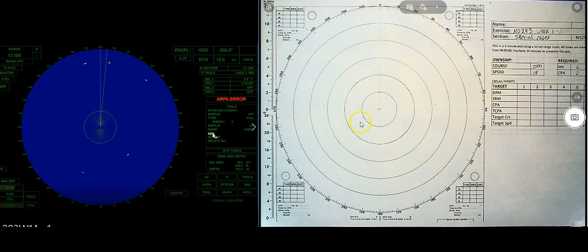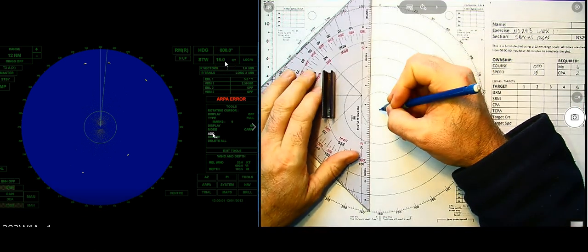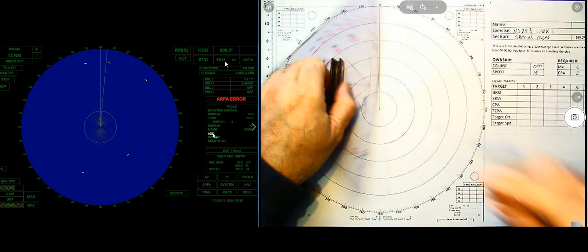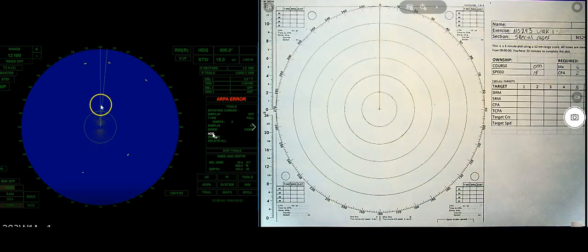So over here is our radar screen. I'll be plotting here. First thing I'm going to do is, you can see we're making 000 at 15 knots, so I'm going to go ahead and set that up. I'll get my radar plotting sheet set up. This is my heading here, 000. This is just my EBL and VRM on here.